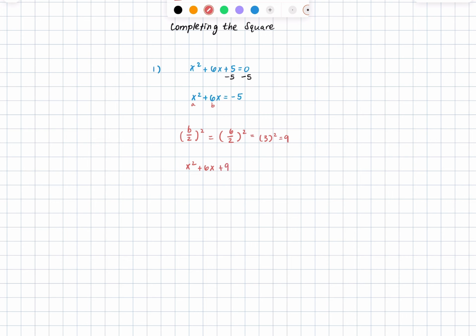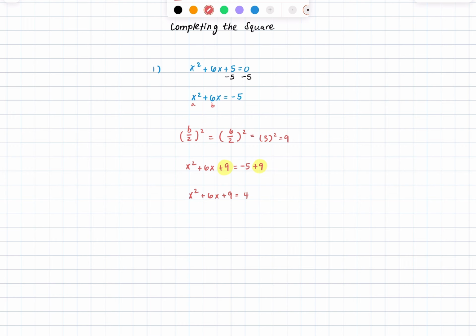And whatever I do to one side, I have to do to the other side. So negative 5 plus 9. This is very important. Whatever you do to one side, you have to do to the other side. Okay, so now that I've done this, I can simplify this side a little. So x squared plus 6x plus 9 equals positive 4.